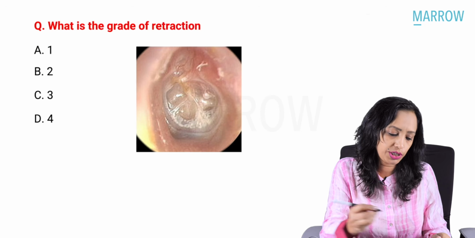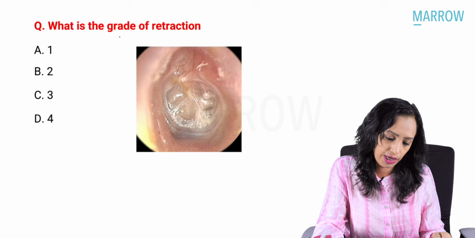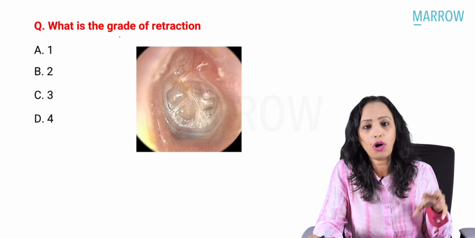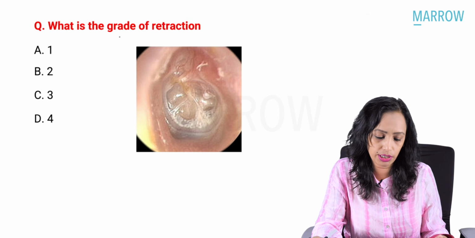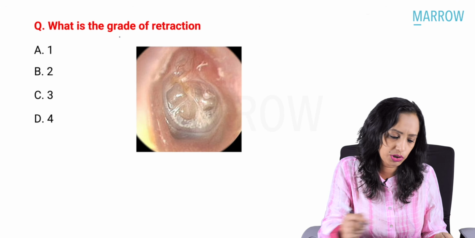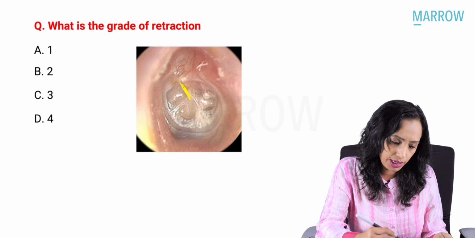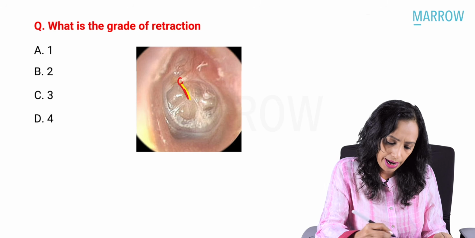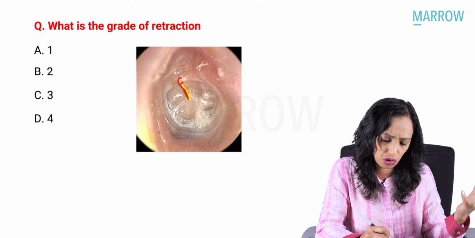So coming to the next question, what is the grade of retraction? Here we have a picture of the tympanic membrane being given, and it is a spot diagnosis. We just have to look at the tympanic membrane and diagnose which grade of retraction it is. So when we look at the picture, what are we seeing? We can make out that we are seeing the handle of malleus, right? The handle of malleus, this is the lateral process we can see, and we are seeing the cone of light. We cannot see it clearly anywhere. We are seeing the distorted cone of light.